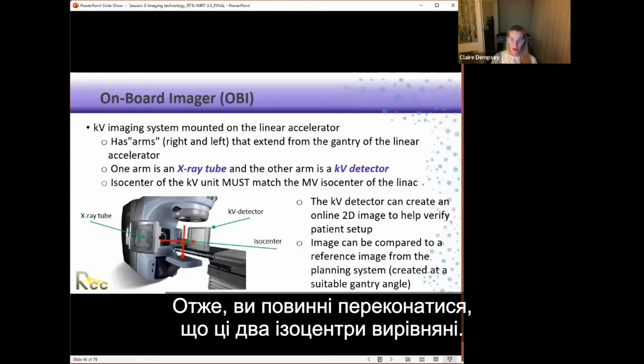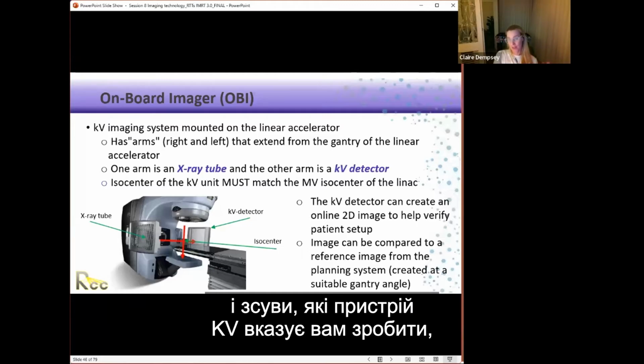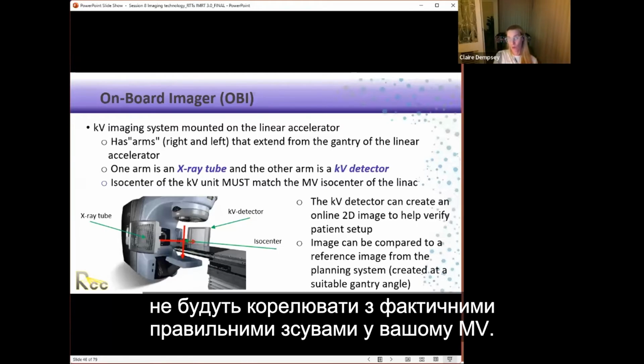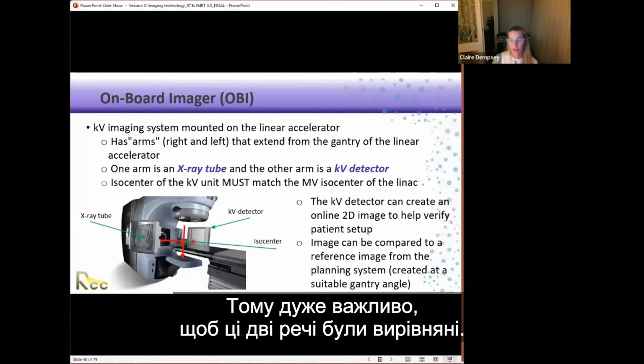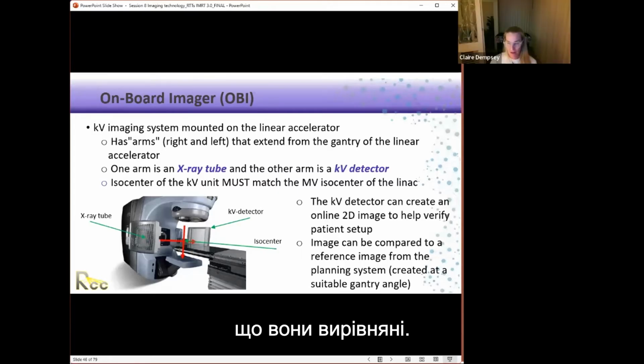isocenters align. If they do not align, then the images you're taking with your kV unit and the shifts that the kV unit is saying you should make won't correlate to actual correct shifts in your MV. So it's really important that those two things are aligned. And physicists spend a lot of time making sure that they are aligned. There's a lot of tests that we do.